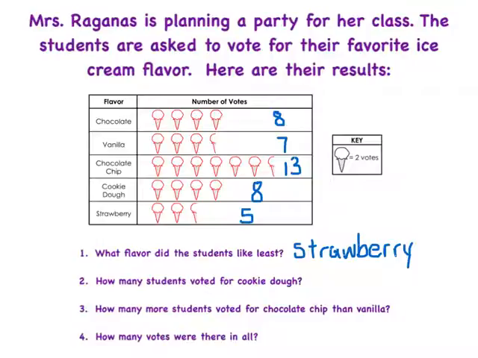All right, number 2, how many students voted for cookie dough? Well, since we've already counted them, it makes it easier. And the cookie dough, there were 8.